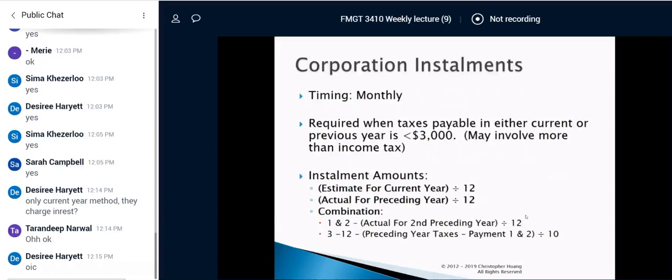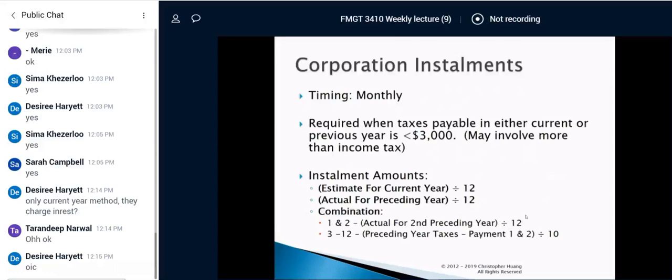Second, installment amounts, again, you have 3 methods, but of course now you're dividing them by 12. So current year estimate over 12, preceding year over 12. And then the other kicker is for the combination method, the second preceding year is only used for the first 2 payments. The last 10 payments of the year are still based on the preceding year.